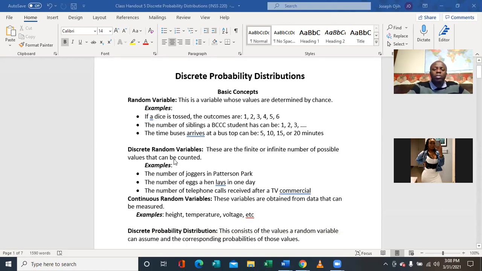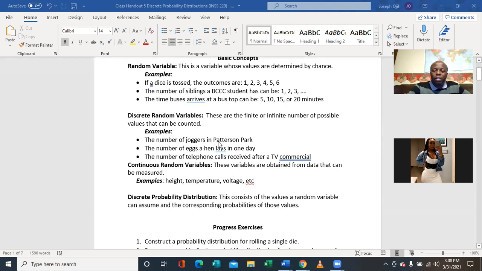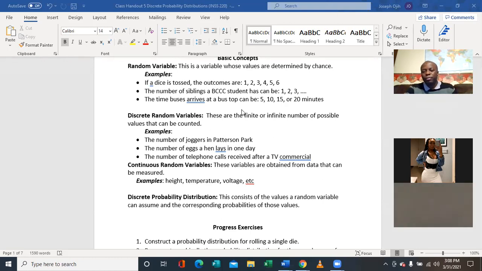Now, a discrete random variable has values that we can count. They are countable. For example, the number of people jogging at Patterson Park: you can have one person jogging, two, three, but you can't say 1.5 people are jogging. Another example: the number of eggs a hen lays in one day. You can say one egg, two eggs, three eggs, but you can never say 1.5 eggs. Variables like that, by their nature, you can count, and we call them discrete random variables.